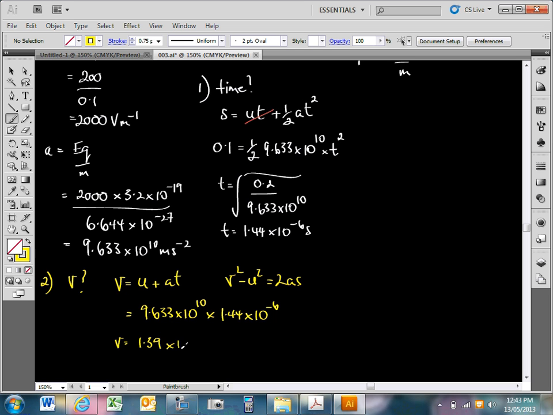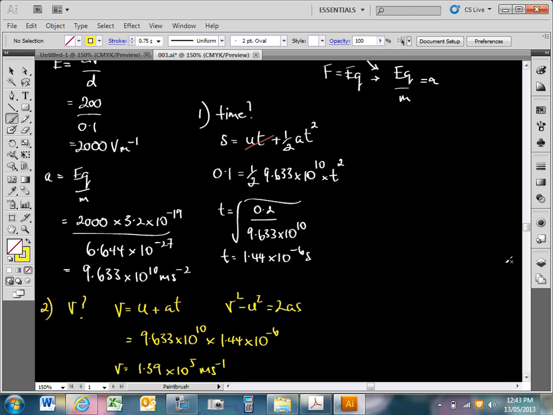...1.39 by 10 to the 5 meters per second. It's a good idea for those students that often don't do the calculations while we're working on these to do those calculations. It's good to get used to using your calculator. The amount of times that students have typed in the wrong number and lost a mark because of that, it's very costly.